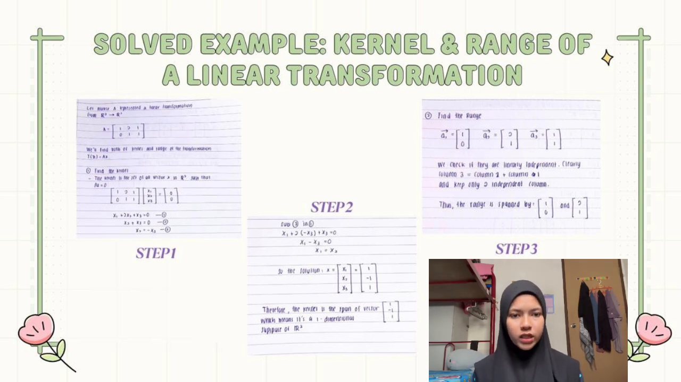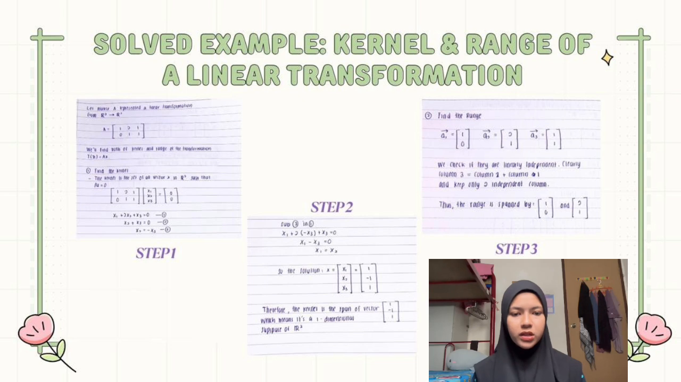From the second equation, we get x2 equals negative x3. Substituting into the first, we find x1 equals x3. So the solution is scalar multiples of the vector (1, -1, 1). That's our kernel. The kernel is the set of all vectors that map to 0. It forms a line in R3.